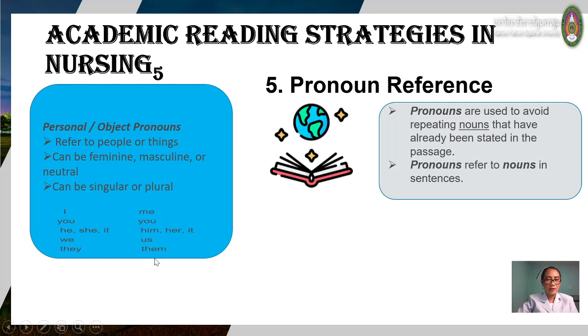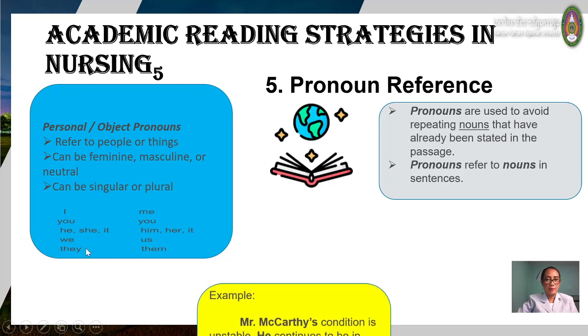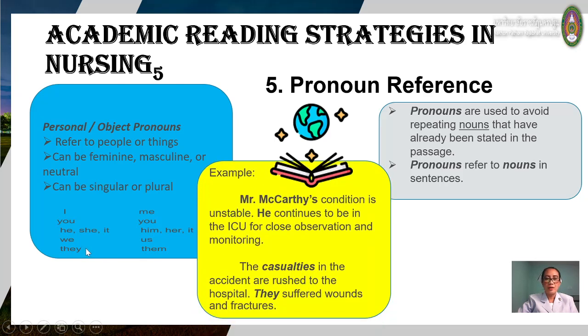We, us; they, them. So let's say, for example, Mr. McCarthy's condition is unstable. He continues to be in the ICU for close observation and monitoring. The casualties in the accident are rushed to the hospital. They suffered wounds and fractures. So in the first sentence, he is not repeated.